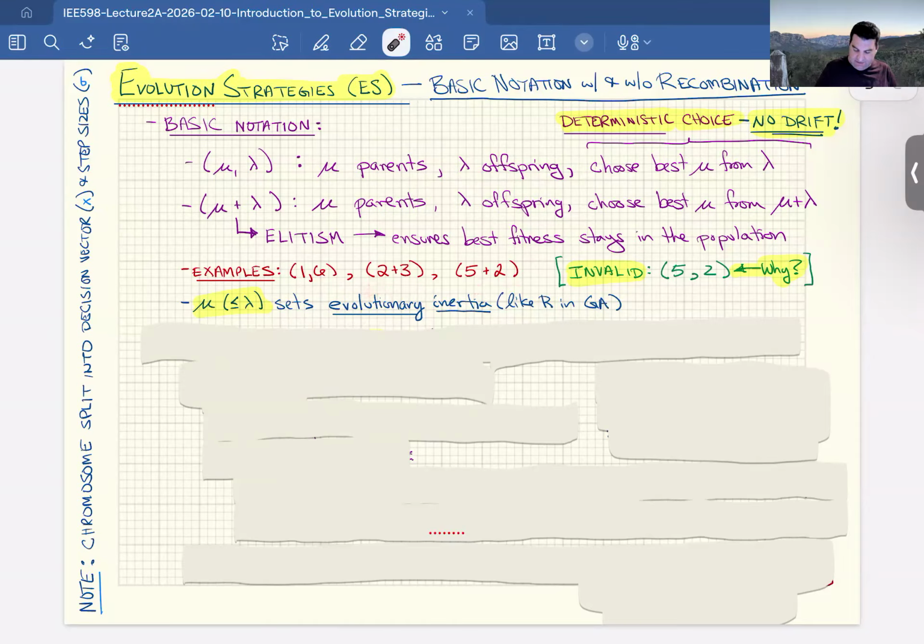Likewise, 5 plus 2, you could have 5 parents. So lots of parents produce 2 offspring. But as long as you have elitism, you're going to get a population of 7, and you'll be able to draw the best 5 from that 7. You cannot have 5 comma 2, even though you can have 5 plus 2. And you might think about, well, why is that? Well, if you produce 2 offspring, what this is telling you is that you have to take the best 5 out of those 2, and that's invalid. So 5 comma 2 is one of these invalid combinations.